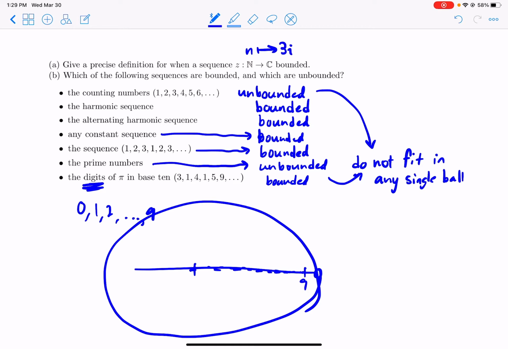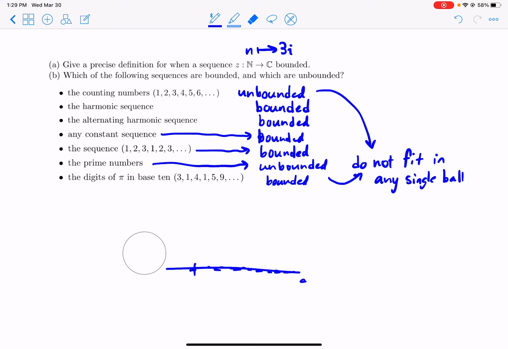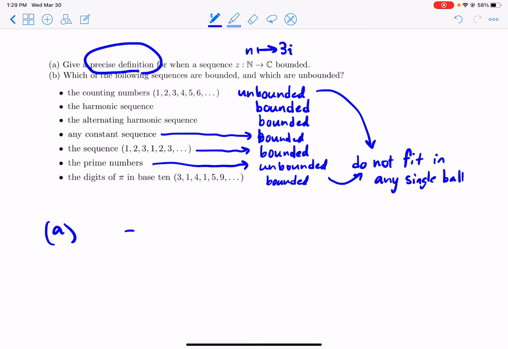Okay, so there's the examples. Now we know. Okay, but precise definition, part A. There exists a capital R, that'll be the radius of our ball. Capital R, it's a positive real number. It could be a positive rational number if we wanted.